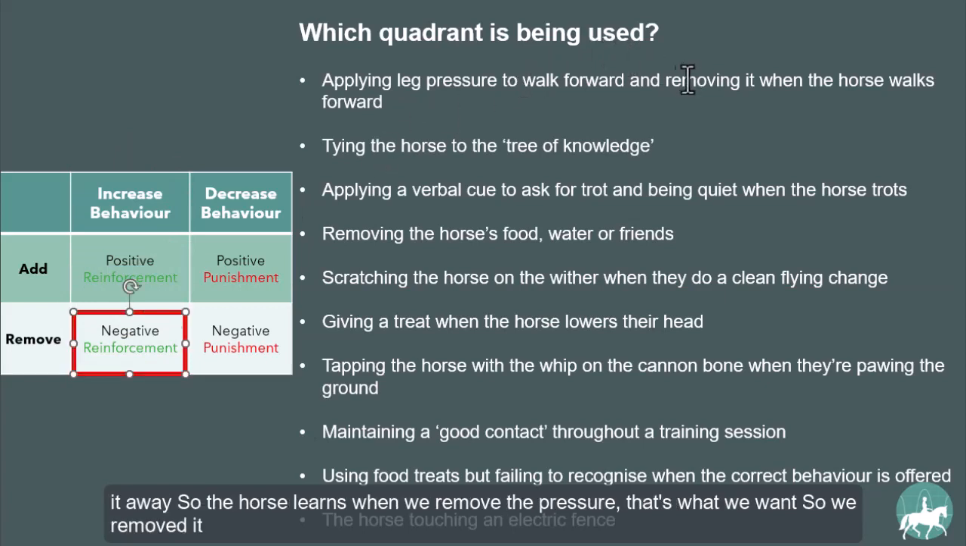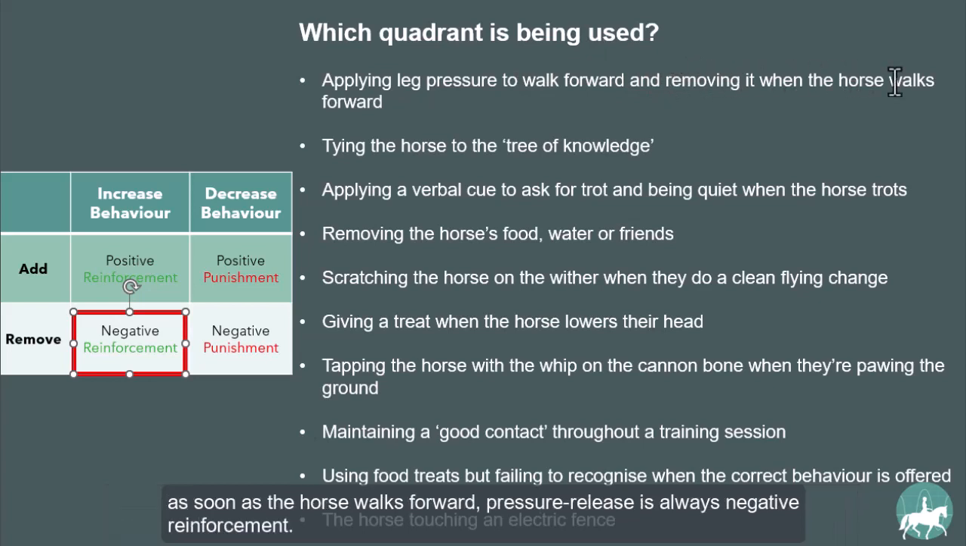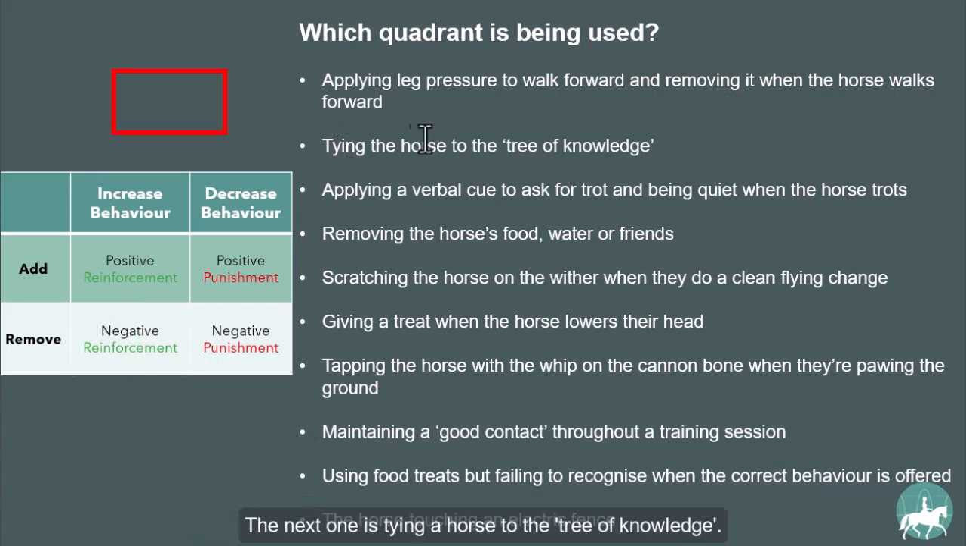So the horse learns when we remove the pressure, that's what we want. So we removed it as soon as the horse walks forward. Pressure release is always negative reinforcement. The next one is tying the horse to the tree of knowledge.